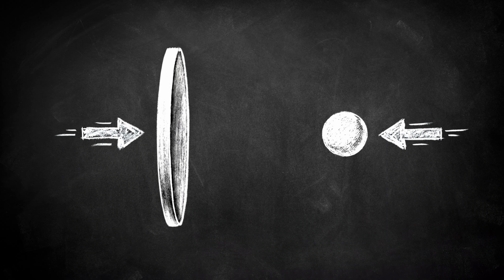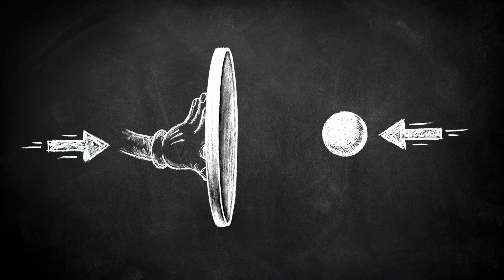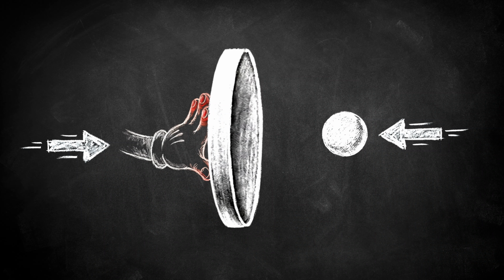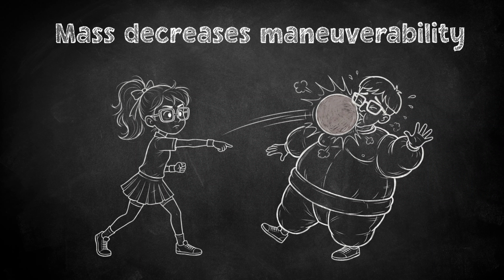Let's now transition to both objects moving towards each other, creating opposing momentum between the racket and ball. Let's use the hand to propel the racket. It takes more effort to push a heavier racket because of inertia. The increase in effort required is a demonstration of mass decreasing manoeuvrability.